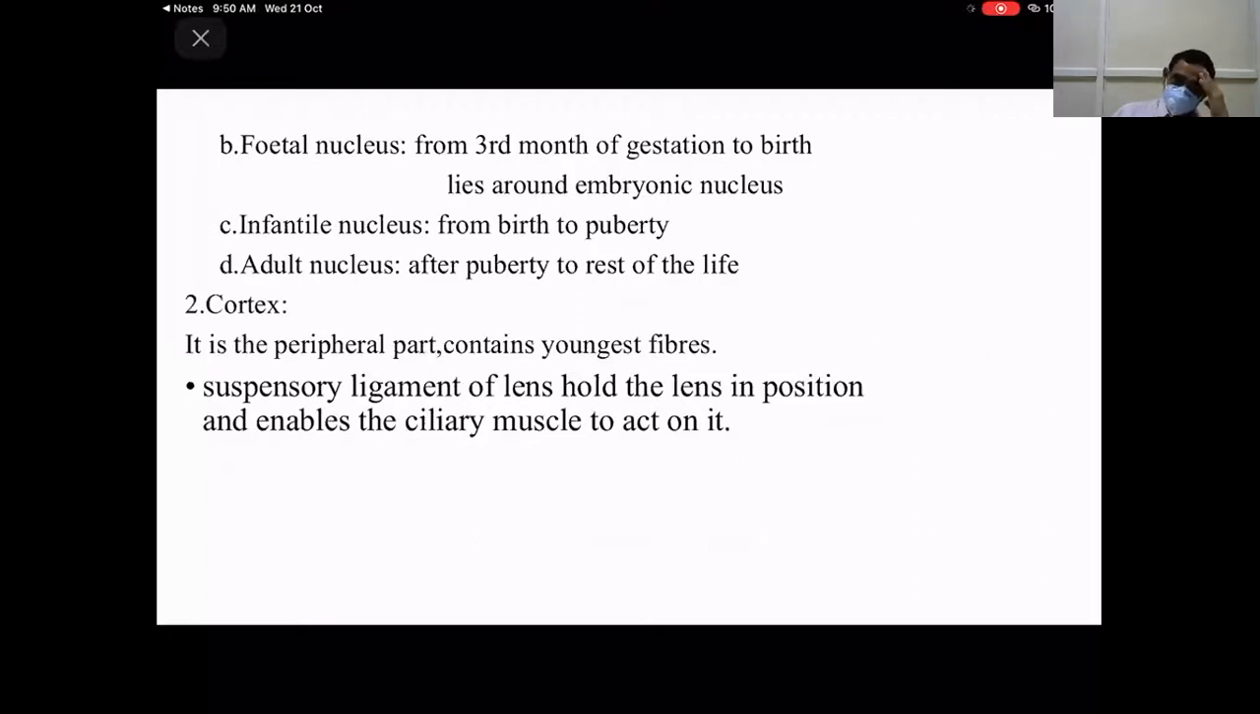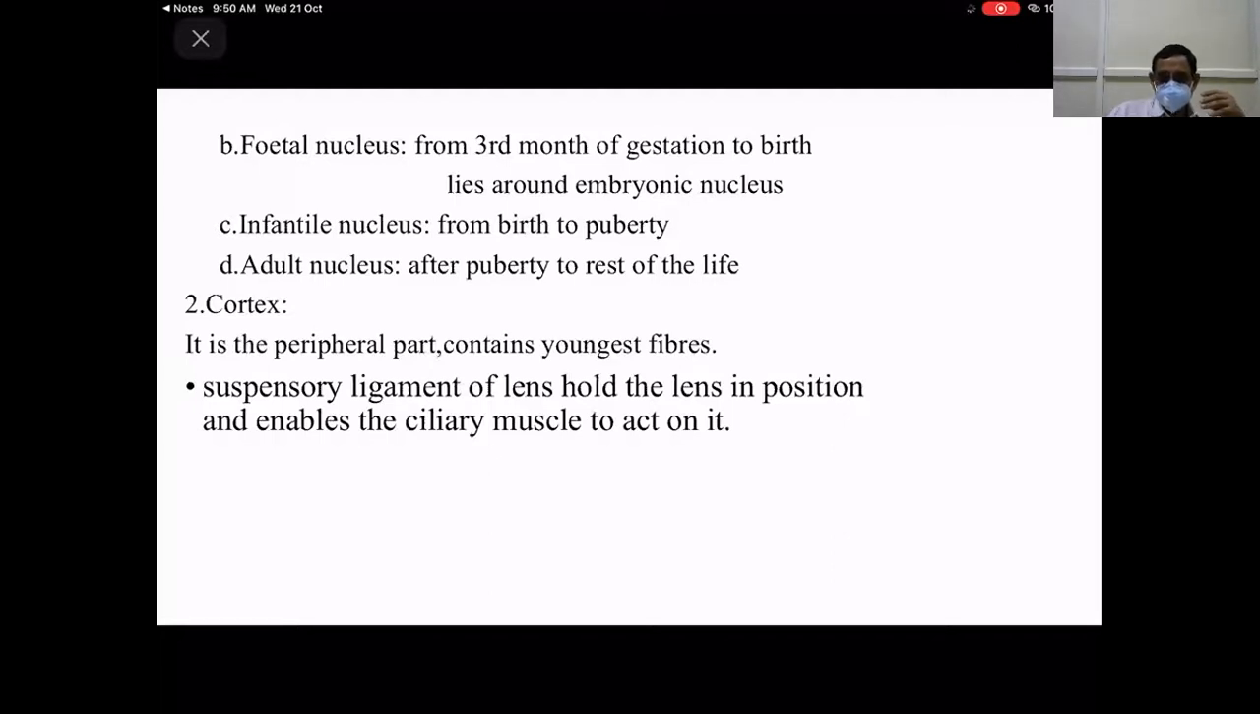Next, the infantile nucleus corresponds to the lens from birth to puberty. And the last one is the adult nucleus. It corresponds to the lens from puberty to the rest of life. Coming to the cortex, it is a peripheral part which comprises the youngest lens fibers. It has suspensory ligaments of the lens, which hold the lens in position and enable the ciliary muscle to act on it.